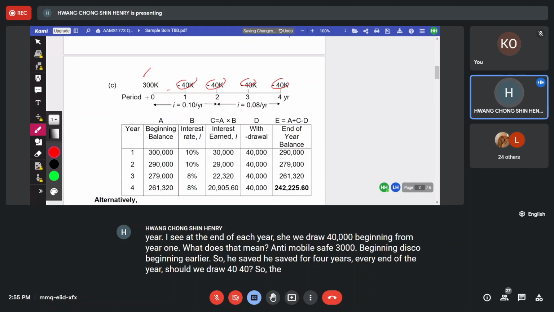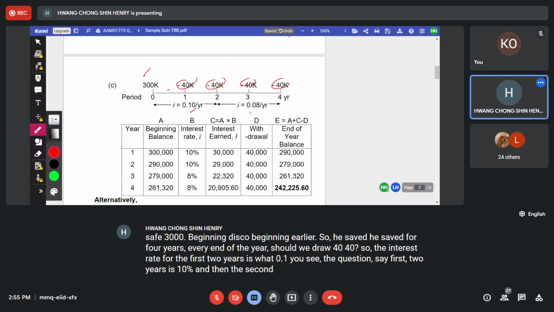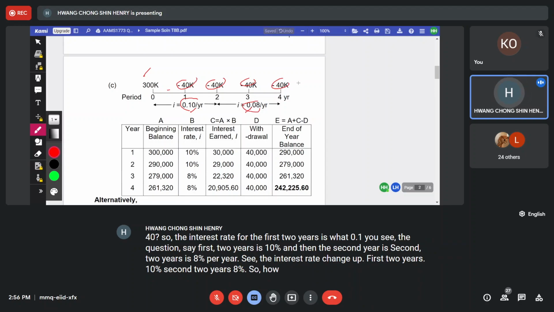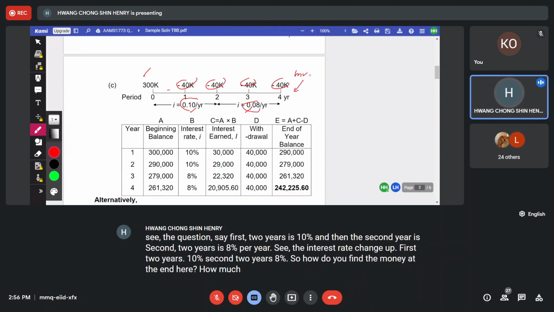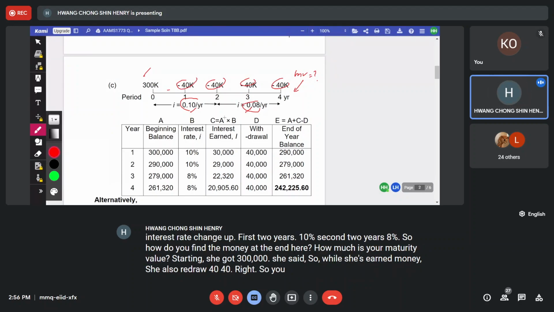So the interest rate for the first 2 years is what? 0.1. You see the question say, first 2 years is 10%. And then the second 2 years is 8% per year. See the interest rate change, first 2 years, 10%. Second 2 years, 8%. So how do you find the money at the end here? How much is your maturity value? Starting, she got 300,000, she saved. So while she's earned money, she also withdraw 40, 40, 40. Right? So you look at the table here.